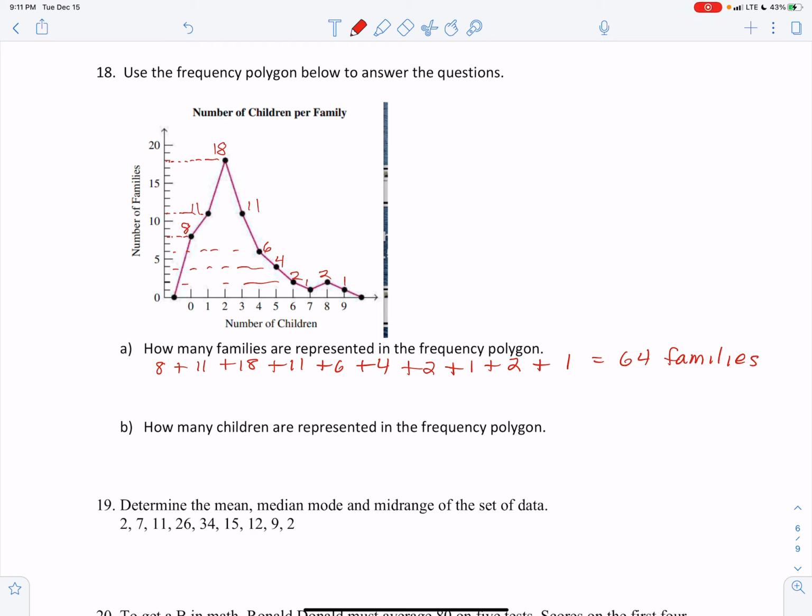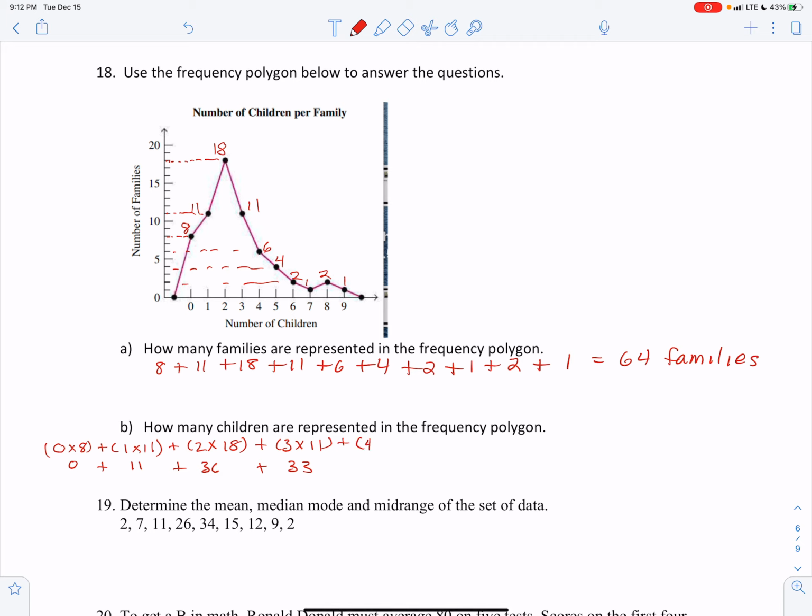To see how many children are represented in the frequency polygon: okay, so 0 children were seen in 8 families. So that's 0 children. 1 child was in each of 11 families, so 11 children. 2 children were in each of 18 families, so another 36 children. 3 children were in each of 11 families, so another 33 children.